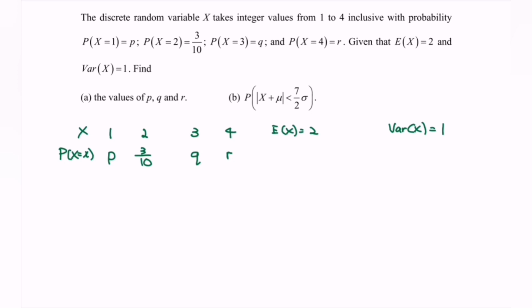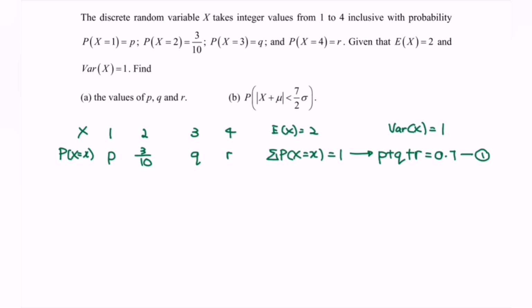First, what we have to do is the summation of the probabilities is equal to 1, because it is a discrete random variable. Kindly sum up the situation. So P plus Q plus R plus 3 over 10 is equal to 1. Rearranging, P plus Q plus R is equal to 7 over 10. So here we have the first equation.